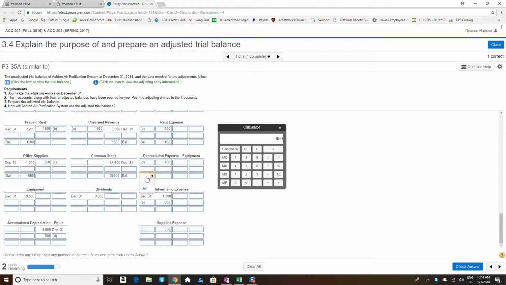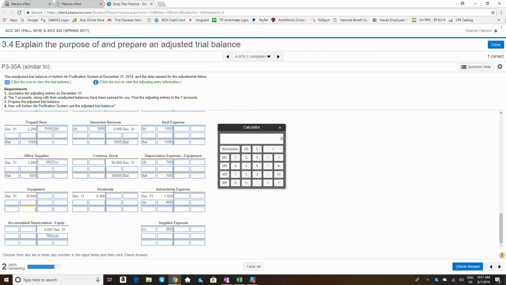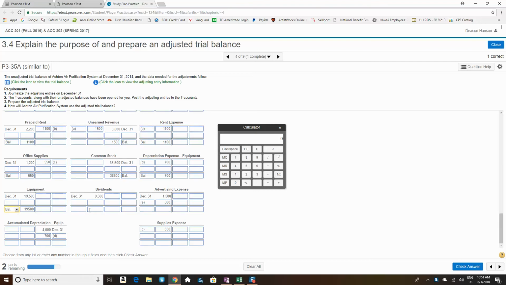Depreciation expense actually went up by 700. See, there's no beginning balance in depreciation expense. So D is an adjusting entry. It actually increased depreciation expense. Equipment stayed the same. Dividends, no change. Okay, look, advertising expense started with a balance of 1,500. You added another 800, so that's a 4,300.